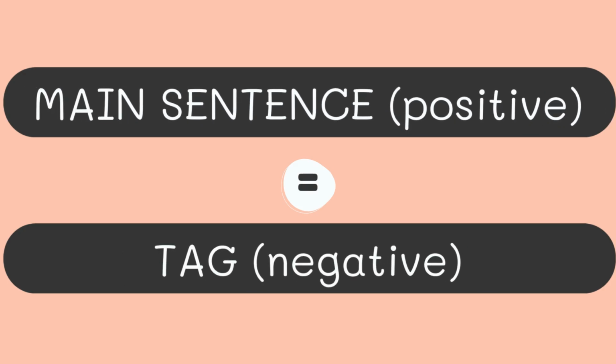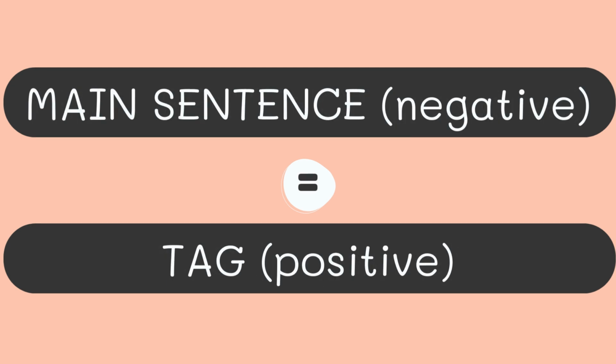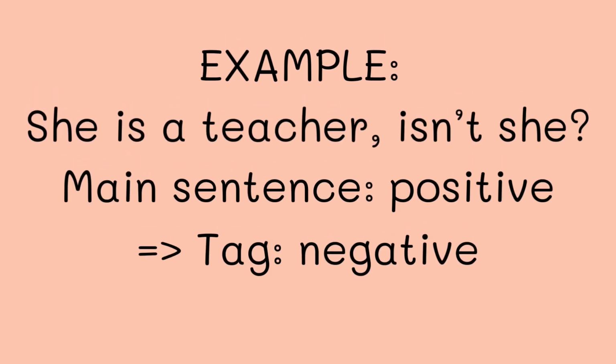If the main sentence is positive, the tag is negative. If the main sentence is negative, the tag is positive. This is called switching. For example, she is a teacher, isn't she? The sentence is positive, so the tag is negative.